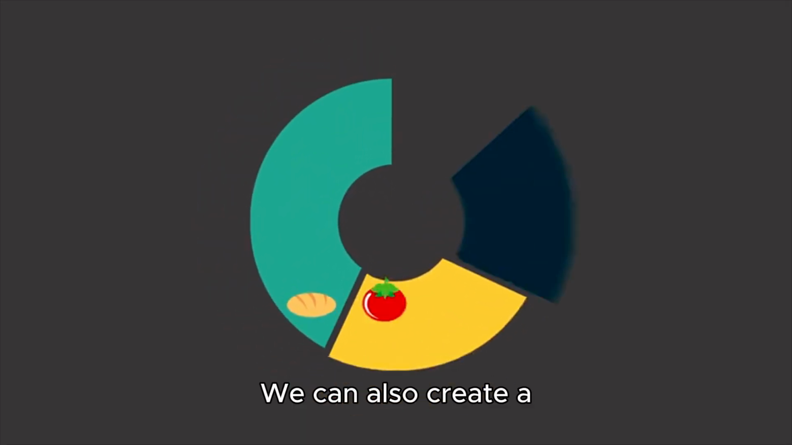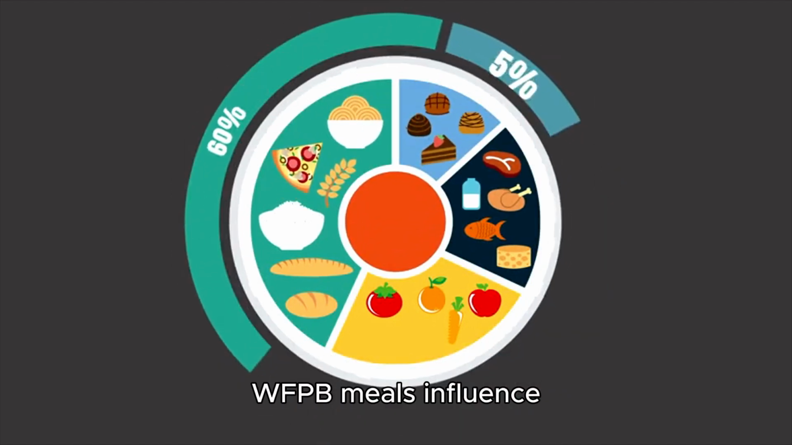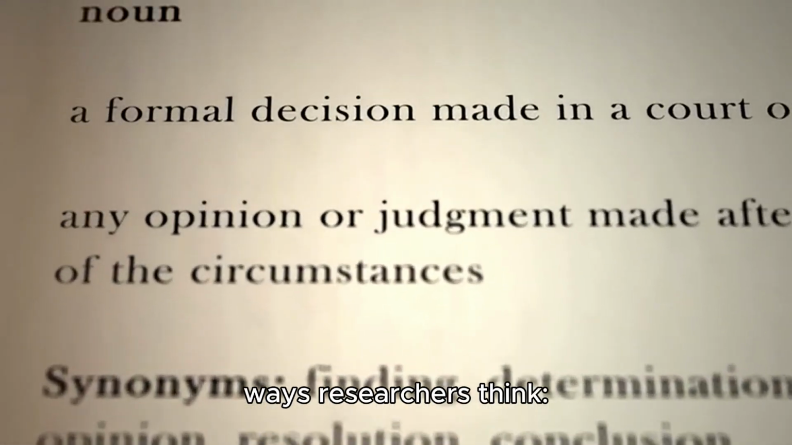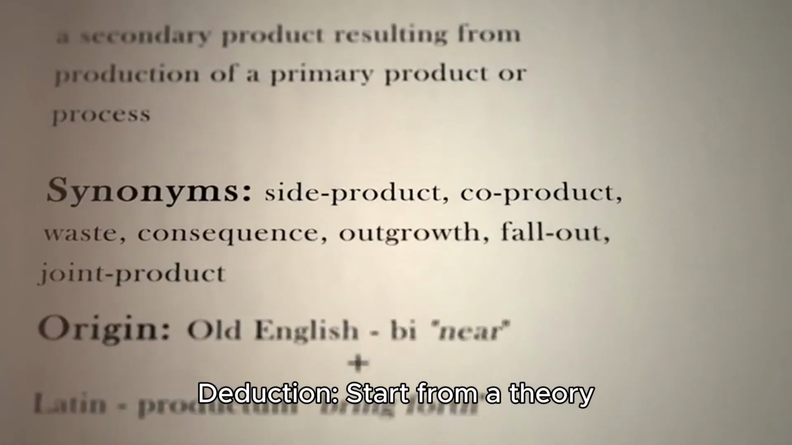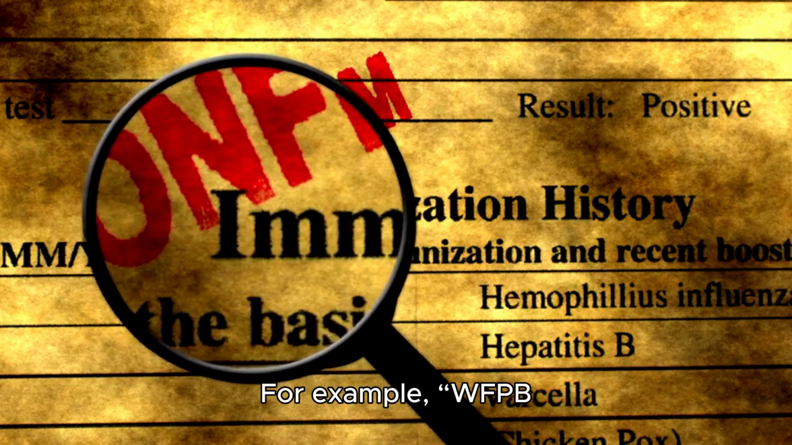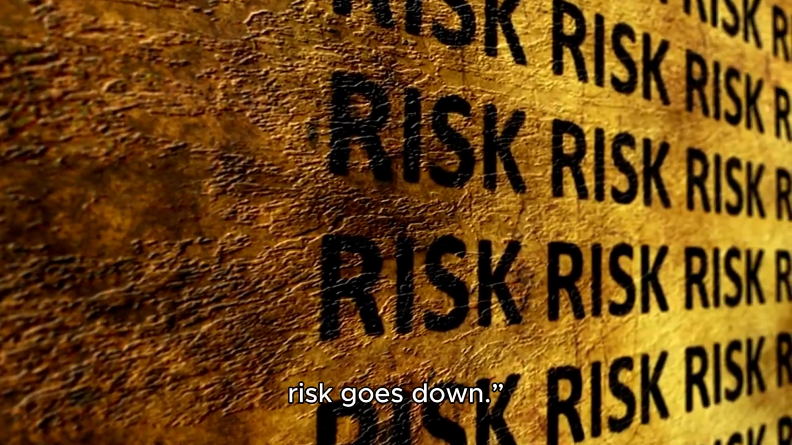We can also create a model, a visual representation of how WFPB meals influence health through various pathways. Finally, there are 2 main ways researchers think. Deduction, start from a theory, then predict an outcome. For example, WFPB reduces inflammation. Therefore, disease risk goes down.